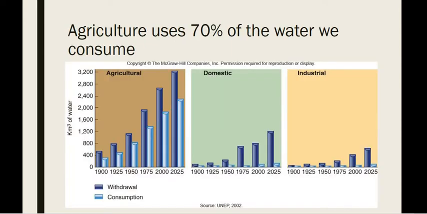Agriculture uses 70% of the water we consume. It is the #1 user of water. We withdraw more than we consume. 2025, that's obviously a projection. But we're withdrawing, we're wasting water. We're wasting a lot of water.